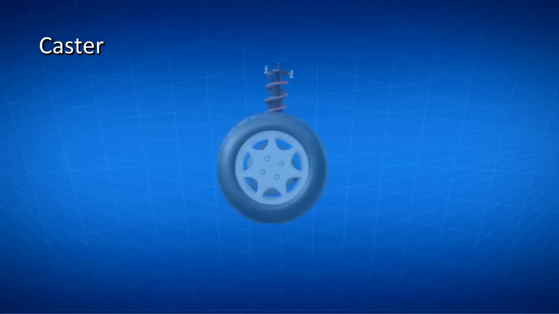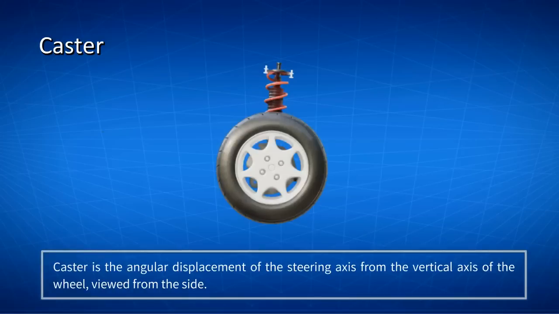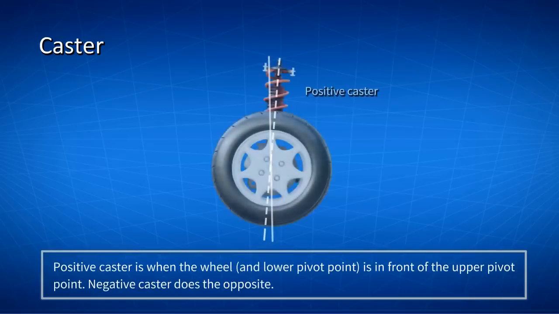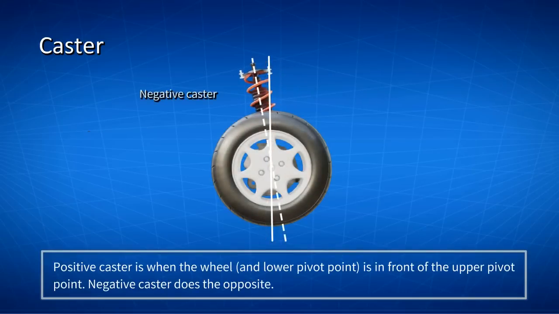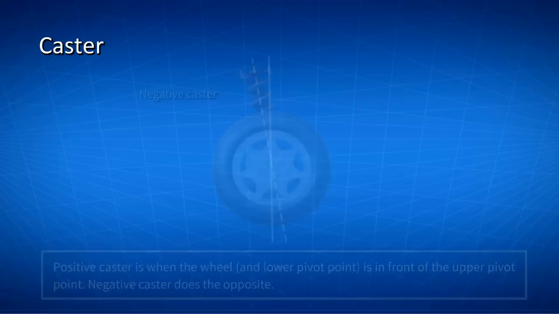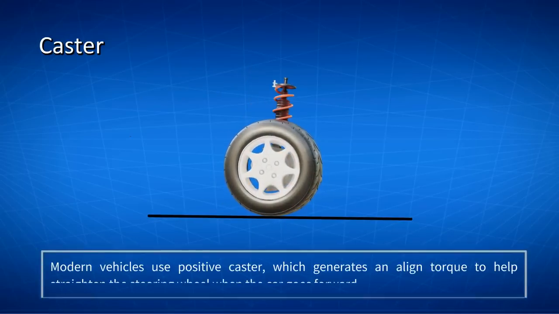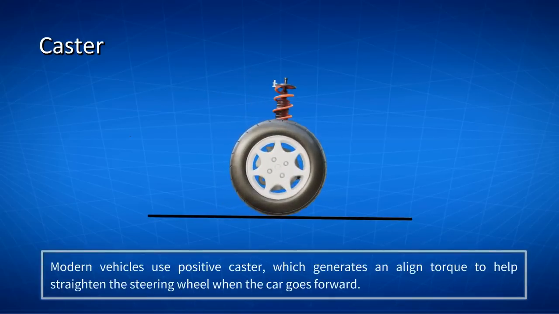What is caster? Caster is the angular displacement of the steering axis from the vertical axis of the wheel, viewed from the side. Positive caster is when the wheel is in front of the upper pivot point. Negative caster does the opposite. Modern vehicles use positive caster, which generates an aligning torque to help straighten the steering wheel when the car goes forward.